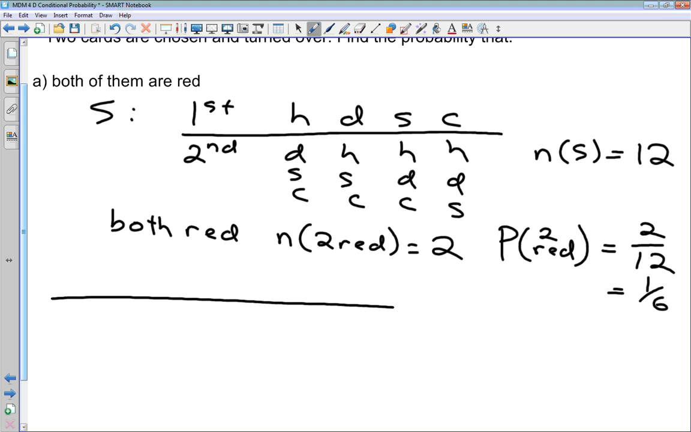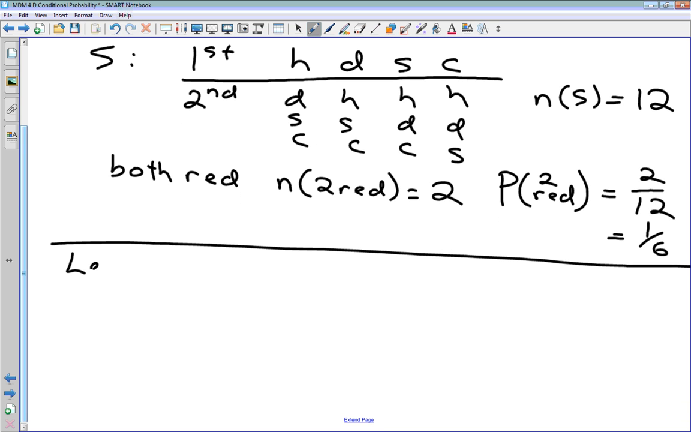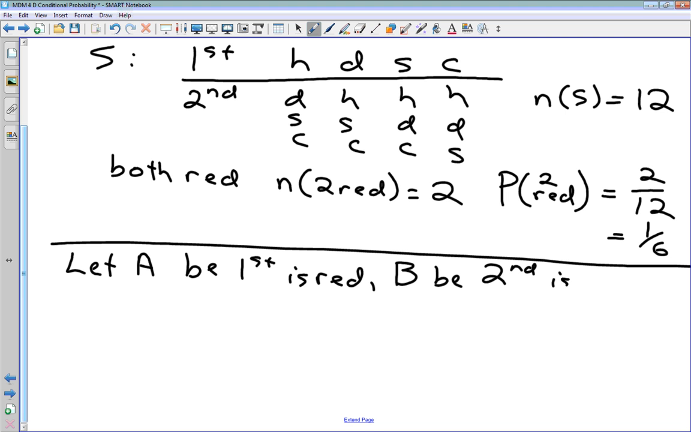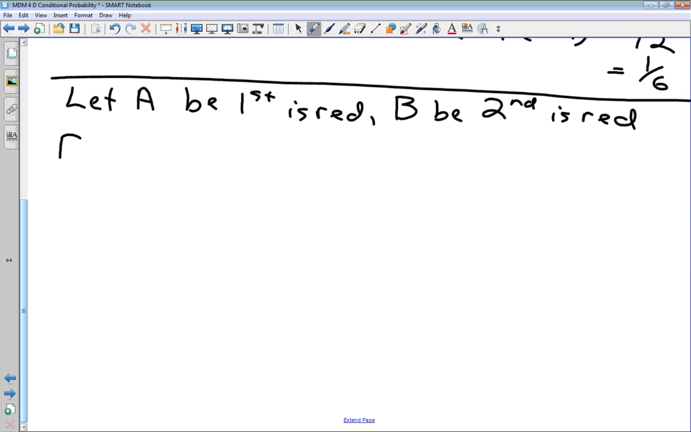Let's try it again where we use what we've just learned about conditional probability. Let's give names to our 2 events here. We'll let event A be the event where the first card is red, and we'll let B be the event where the second card is red. We are interested in the probability that both cards are red, so we want the probability of A and B.